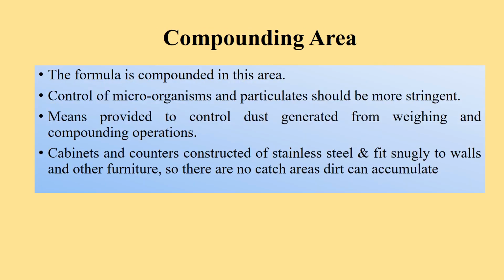Next is your compounding area. The formula is compounded in this area. The control of microorganisms and particulates should be more stringent. Means are provided to control dust generated from weighing and compounding operations. It consists of cabinets and counters constructed of stainless steel, fitted snugly to the walls and other furniture, so there are no catch areas where dirt can accumulate.